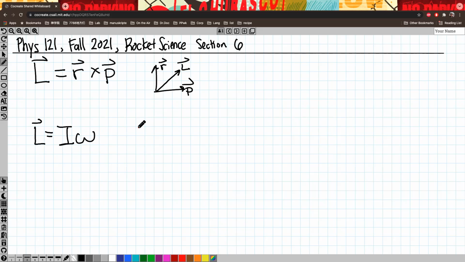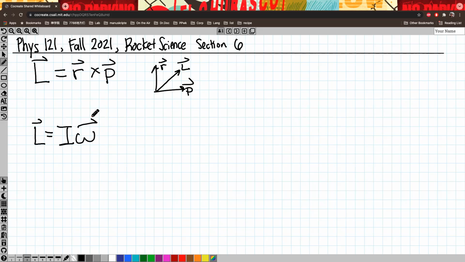Well, angular velocity is a vector, right? It is. So the left side is a vector. What about the right side? Oh, you're saying angular velocity, right? Yeah. So angular velocity is a vector.